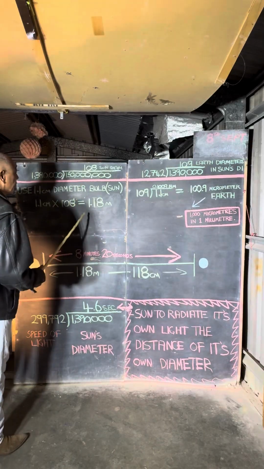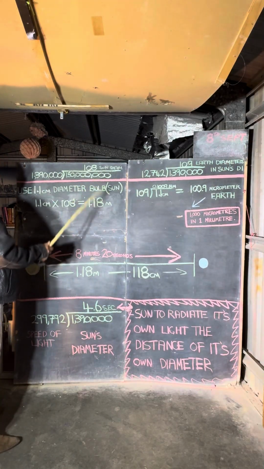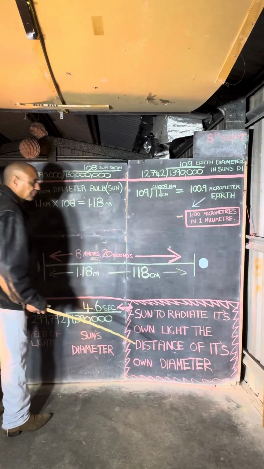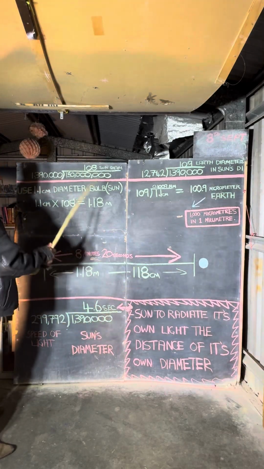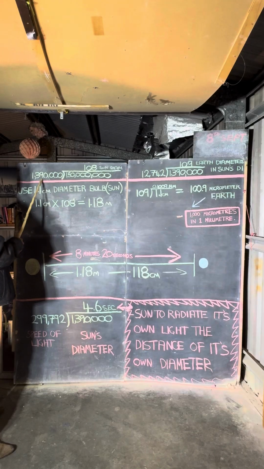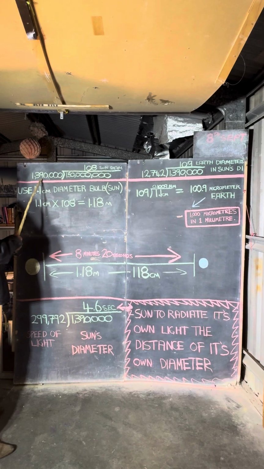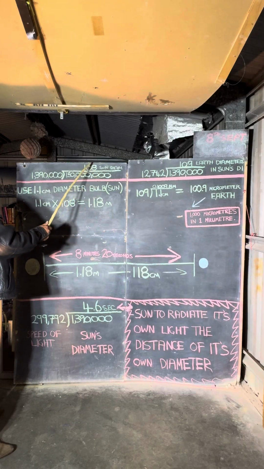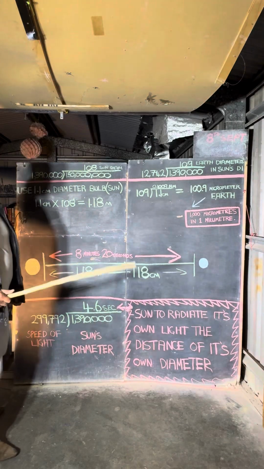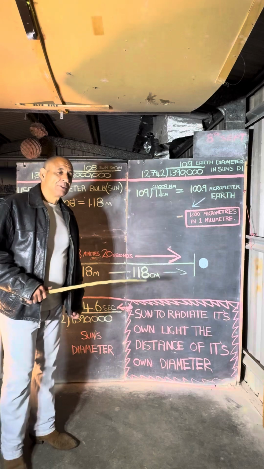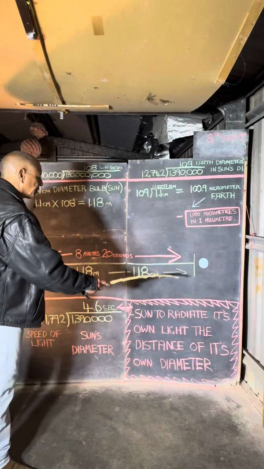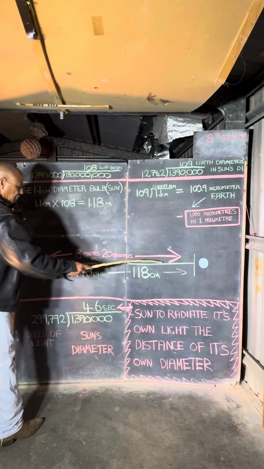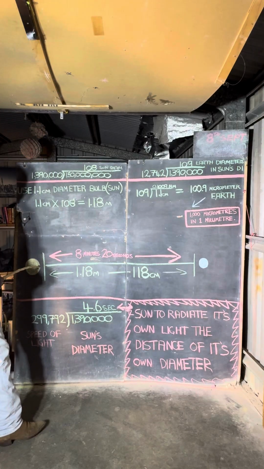We have 150 million kilometers in between the sun and planet Earth. If we divide that 150 million kilometers by the sun's diameter, which is 1,390,000 kilometers, we have 108 sun diameters. So there are 108 suns in between Earth and the sun.